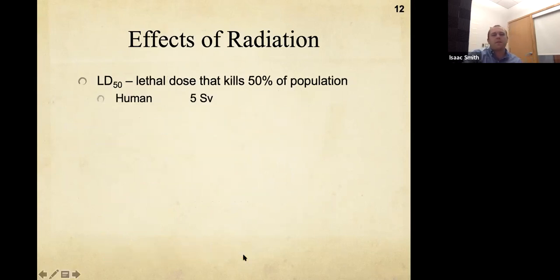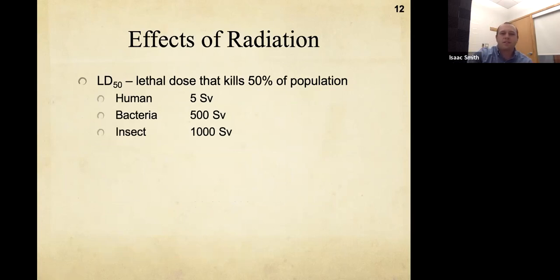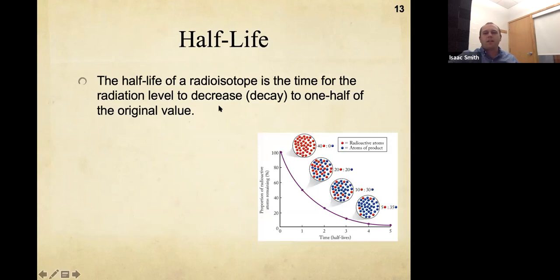Okay, so LD50, again, these are amounts. Different organisms are less susceptible to radiation. So bacteria and insects can handle much more radiation than humans can handle. Right, again, so 5 sieverts of radiation would kill 50% of humans, right? Okay, so that's a lot of information, just kind of interesting.